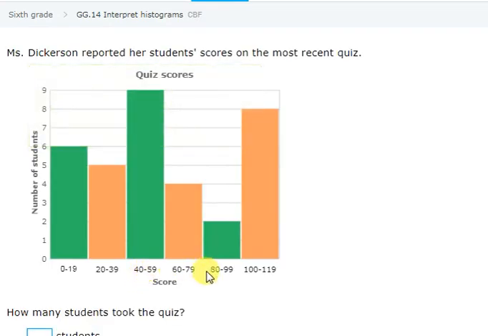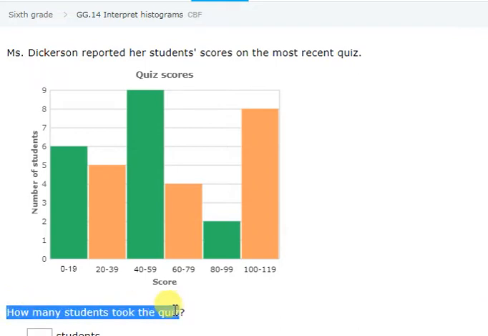That's great. The next question: how many students took the quiz? So be careful, they are not asking about any bin or range. They are asking for the number of students who took the quiz. So we have to count all the numbers. That means we have to count all the bars we have. So let's do it together.